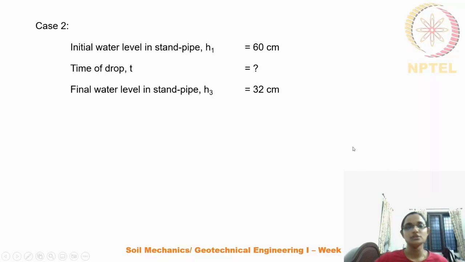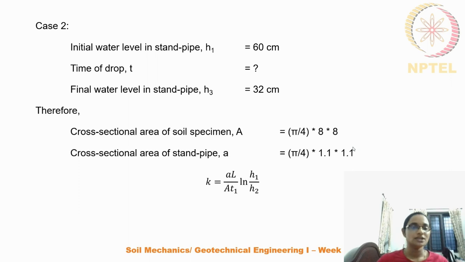So the water level is dropping from 60 centimeter to 32 centimeter. The question is, what is the time of drop? So cross-sectional area of soil specimen is pi by 4 into 8 square, and cross-sectional area of standpipe is pi by 4 into 1.1 square.